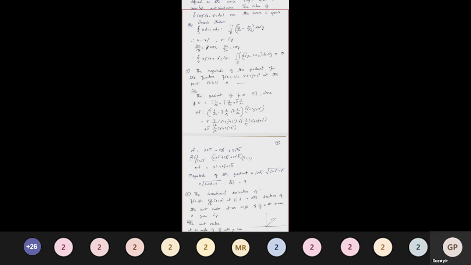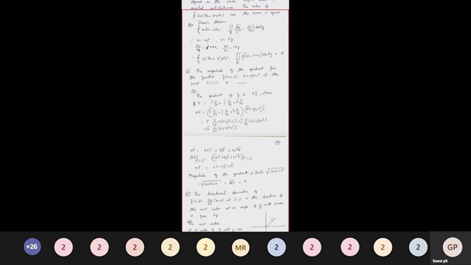And we are going to calculate the gradient at the point 1 comma 1 comma 1. Now let us find what the gradient is first. After finding the gradient, we can go for the magnitude. Please remember, a gradient is a vector quantity, so the answer will be a vector.